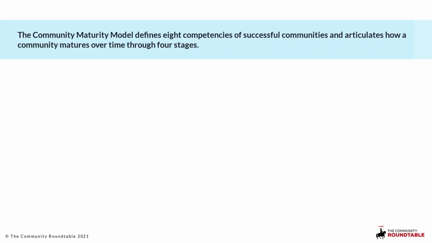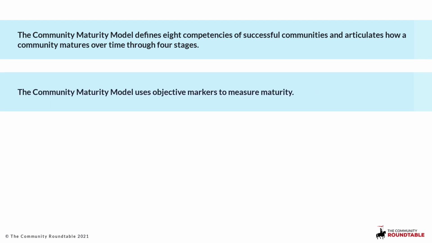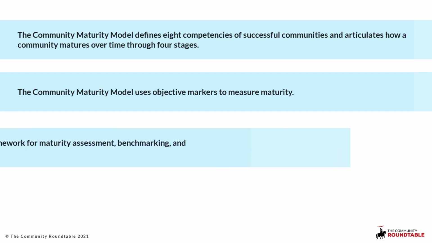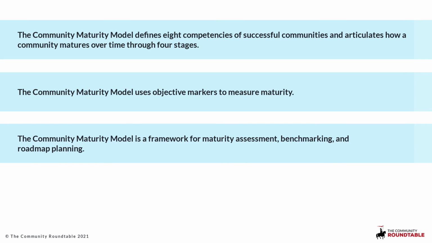Let's review the key takeaways from today's lesson. We looked at the elements of the community maturity model, which are 8 competencies to build successful online communities, and 4 stages that track how communities mature. Community maturity is not dependent on age, and the model uses objective markers and milestones to measure community maturity. Finally, we explored how to use the model as a framework for maturity assessment, benchmarking, and roadmap planning.